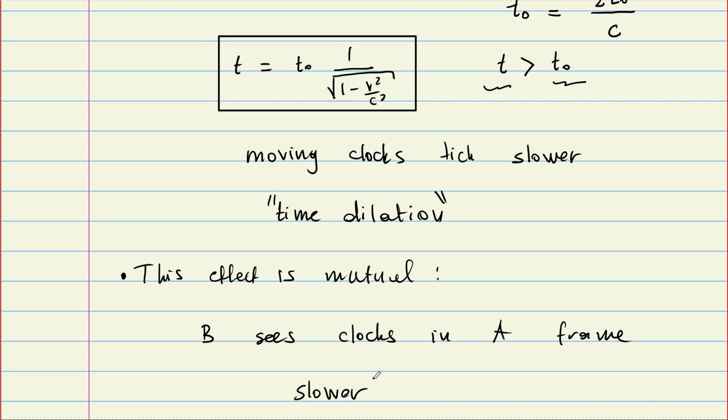And that's what it should be, because we say that all frames are equivalent. If I see your clock to be slower, and if I'm moving with respect to you, you should see my clocks to be slower, right? Otherwise, all frames would not be equivalent.